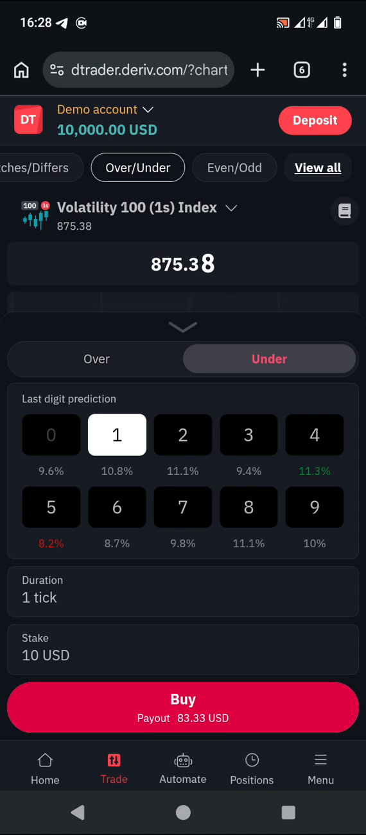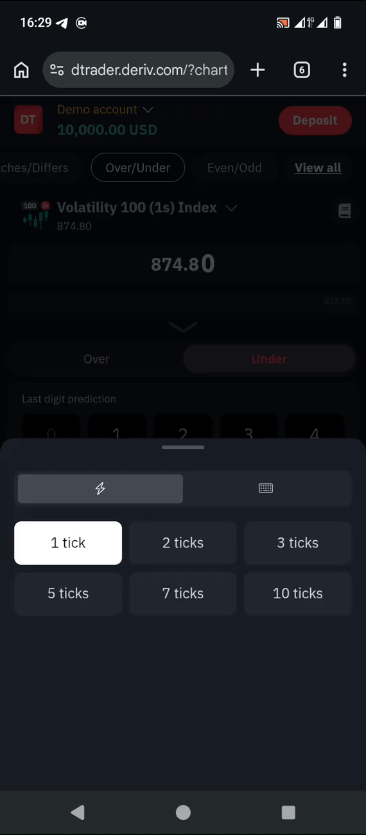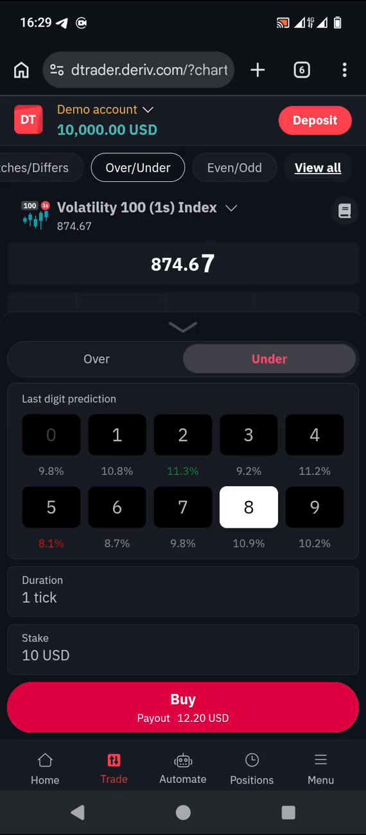Then there is this digit predictions. In digit predictions there is digit 0 to digit 9, and there is this white button here. Make sure this white button is set to 8, like that. After making sure that is done, then you come here to duration. Make sure it is set to 1 tick, because sometimes you might be thinking it is on 1 tick and maybe it is on 2 or 3 ticks. So when you take a trade you also get a loss.